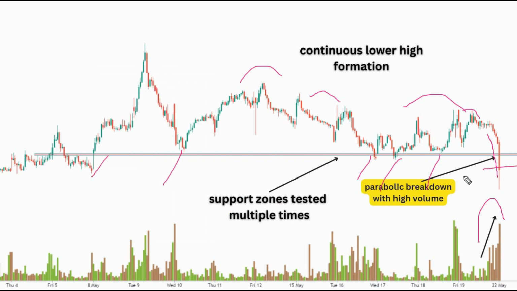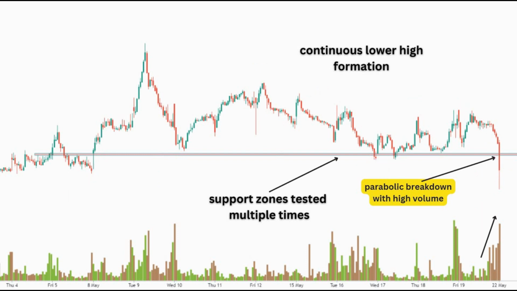Why? Because prices broke this level with a parabolic setup. That's why we will not enter sell here. The risk reward is very poor, and this is also a very low probability breakdown setup. I hope you got this very important point.